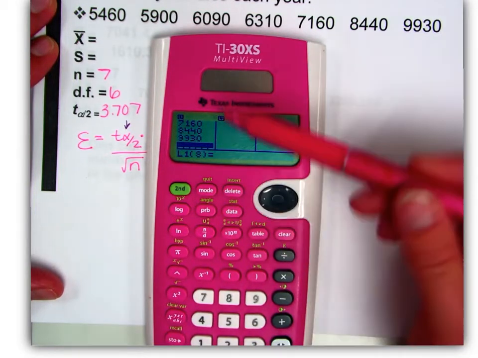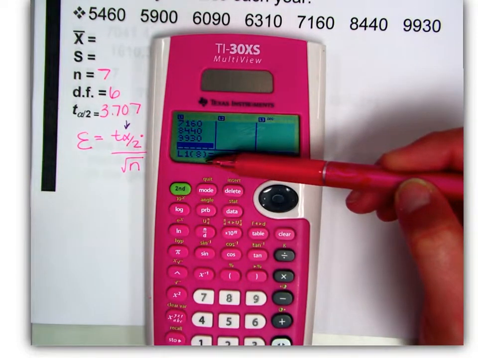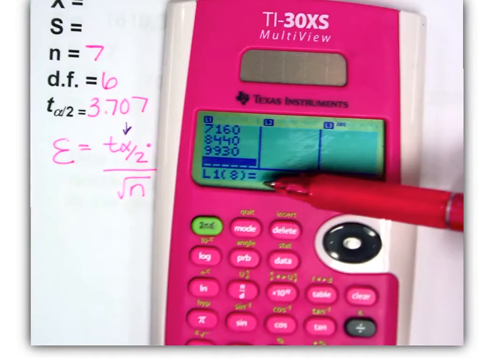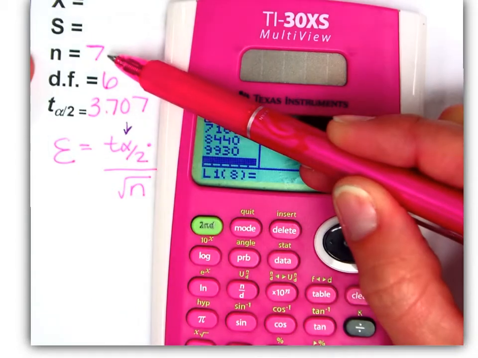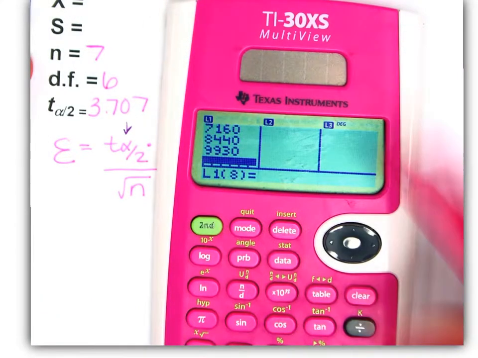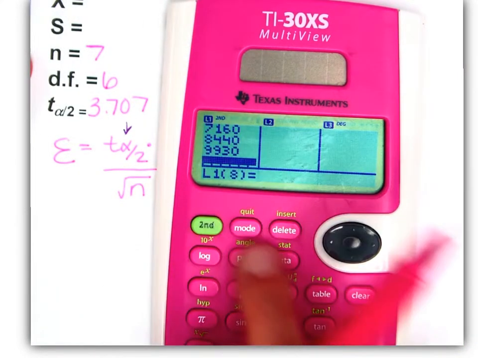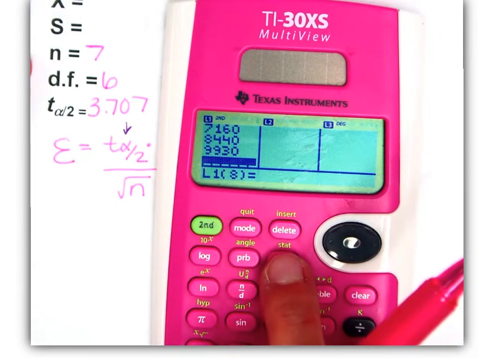Okay, when you finish, see how that says L8? It's looking for the 8th value. That means you typed in 7, which is good. It matches our 7. All right, now what we're going to do is you're going to hit the second button, and then that data button, which is stat right above it.